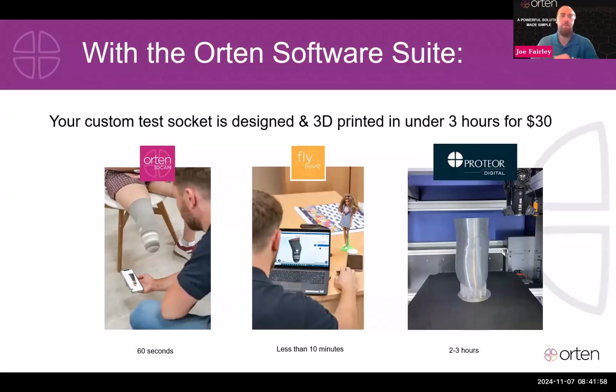So with the Orton software suite here, you can take a 3D scan just from your phone in less than a minute. And in less than 10 minutes there, your modifications are done. And then in less than 2 to 3 hours, depending on if it's a below the knee or an above the knee prosthetic test socket, you have that ability to create those devices very quickly in base mode printing.